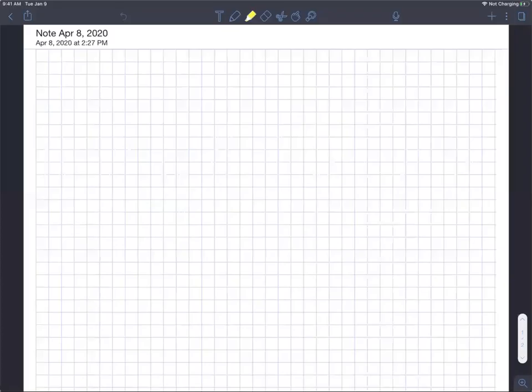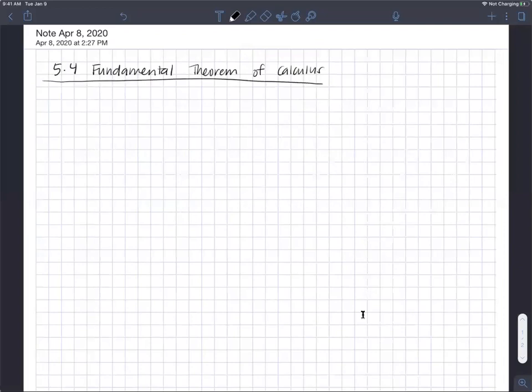Fundamental theorem of calculus. The fundamental theorem of calculus. That looks a little messy. And so a lot of people will write FTOC instead of fundamental theorem of calculus because it's a lot easier.